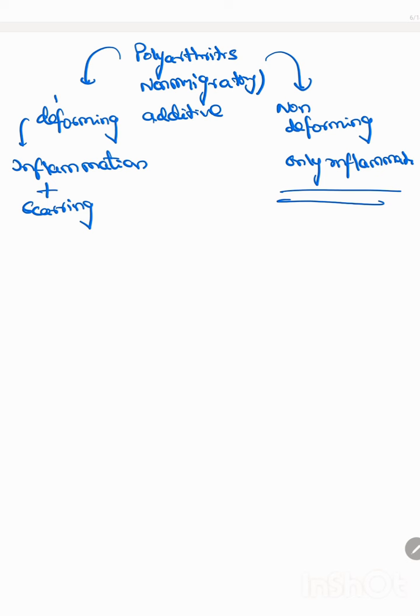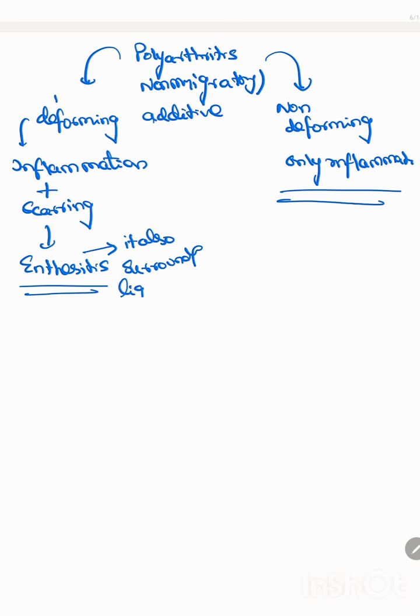So this inflammation plus scarring is usually seen in enthesitis related arthritis. What do you mean by the term enthesitis? Apart from the joint space, it also involves the surrounding ligaments and tendons. Ligaments and tendons are a rich source of fibroblasts. Any inflammation will trigger the fibroblasts, and it will trigger fibrosis and scarring.